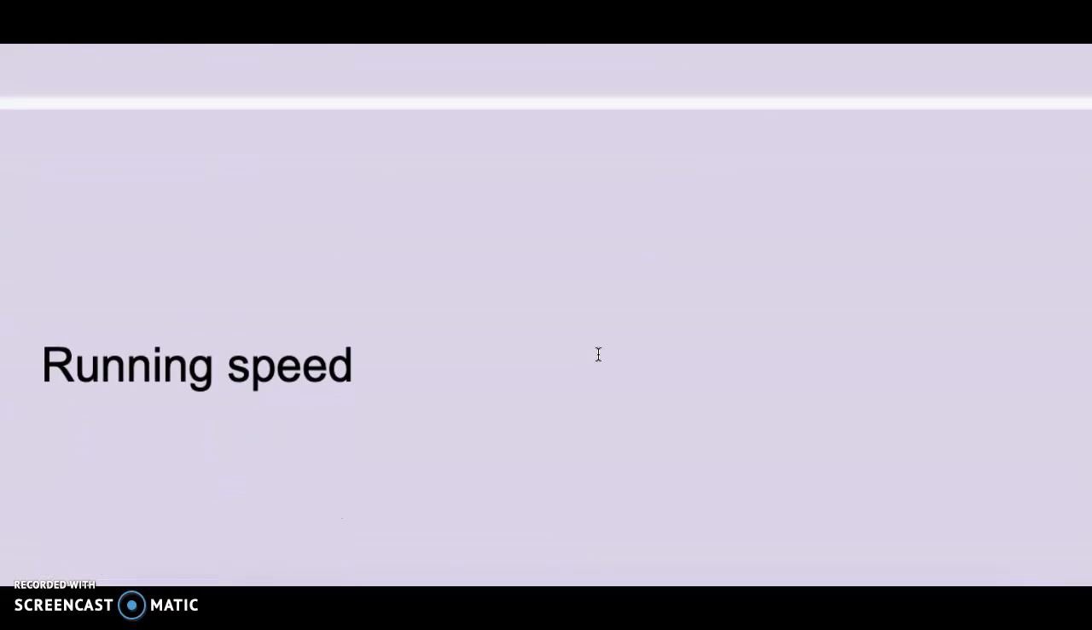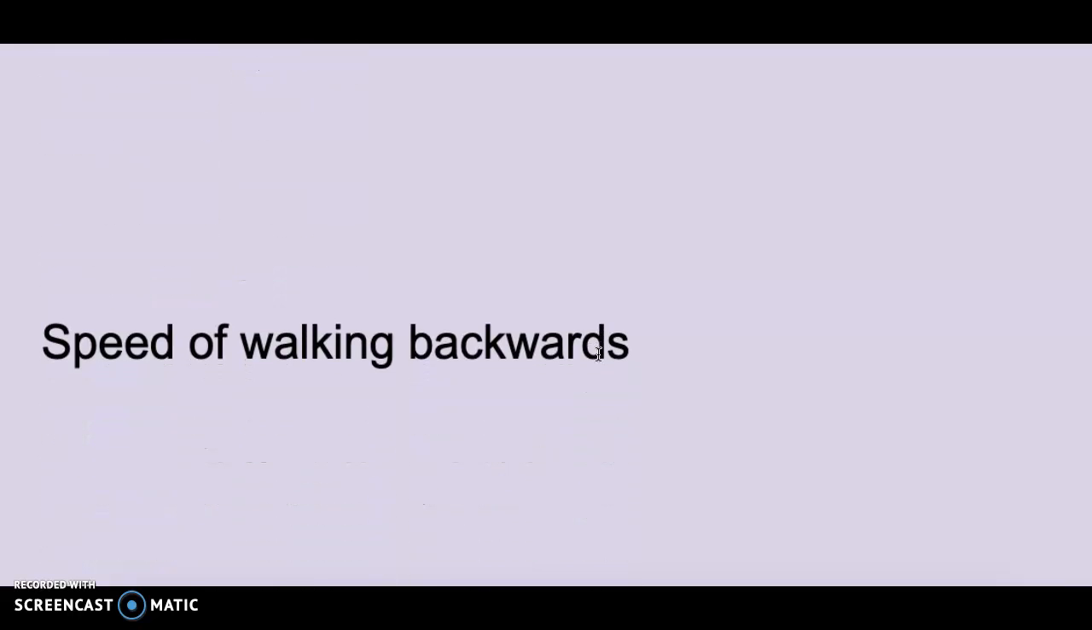What was your running speed? What was your skipping speed? And of course, what was the speed of you walking backwards?